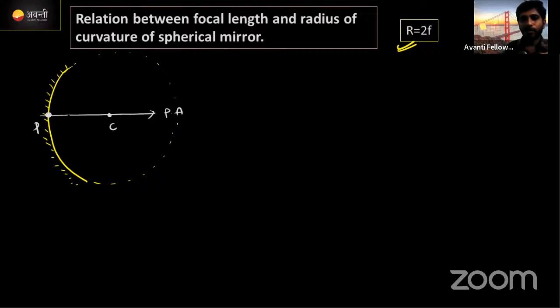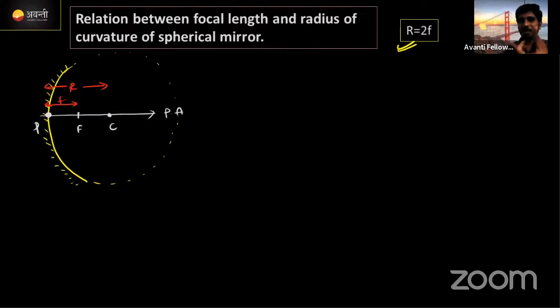In between the pole point and the center of curvature, there's another point we call the principal focus, F, right? From the pole to the center of curvature, there is a distance. We call this the radius of curvature. And from the pole to the principal focus, there is a distance. We call this the focal length, F.